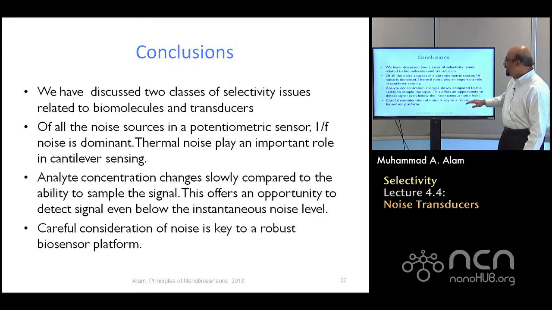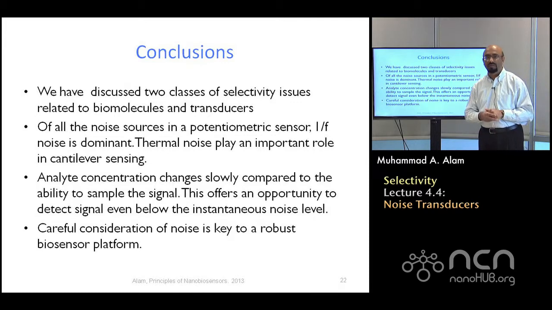And finally, if you consider the noise properly and analyze them properly, interpret them properly, and design the system accurately, only then you can expect a very good biosensor platform that will be useful and will not have a significant amount of false positive or false negative associated with these noise sources. Okay, let me end here.